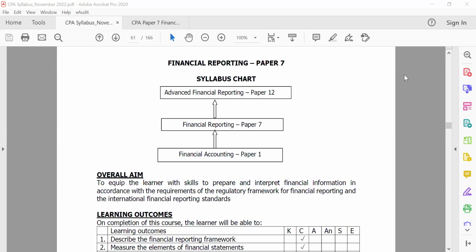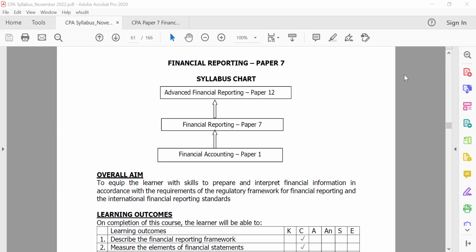So why this paper and why do we study it? Understanding that the Certified Public Accountants qualification is preparing us to be accountants that are going to lead in the area of financial reporting. It's imperative that the principles that we obtain from financial accounting are built on now for us to start looking at the international accounting standards and also be able to look at the international financial reporting standards to see how we apply these standards and how these standards affect our reporting.